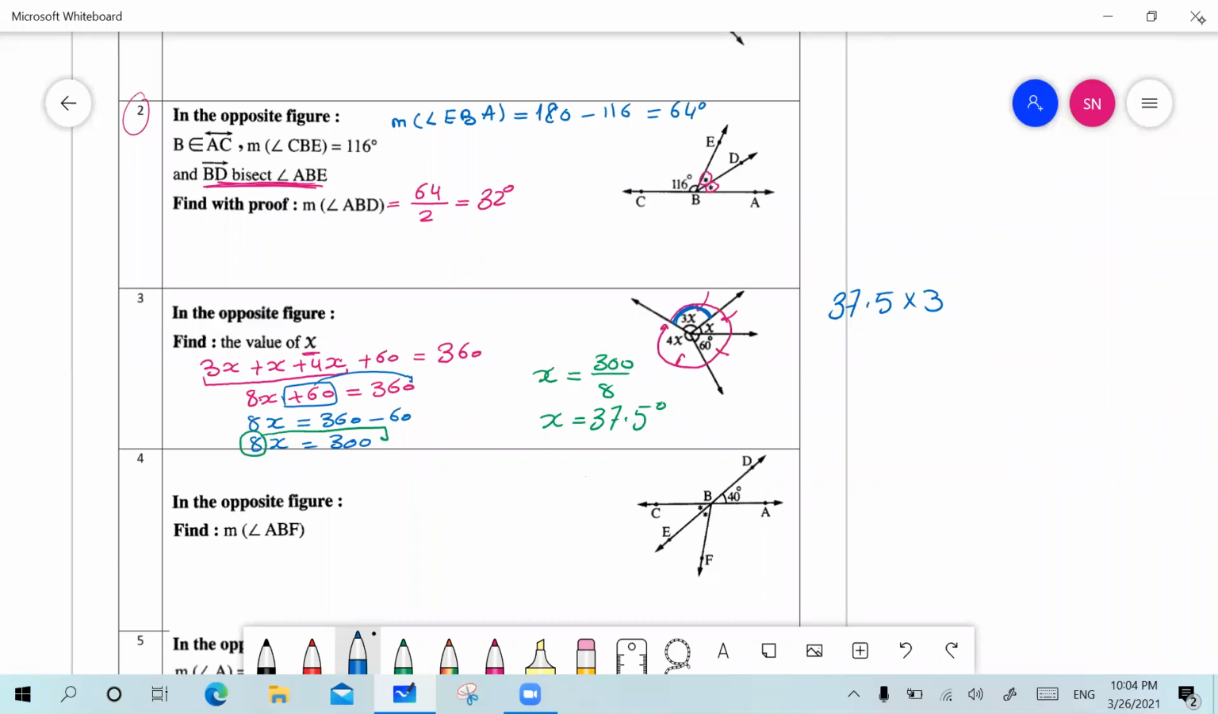So when he asks about an angle after I find x, this angle is called 3x. So I'm going to make 37.5 times 3. And if he asked for this angle, I would do 37.5 times 4, and so on. Okay?